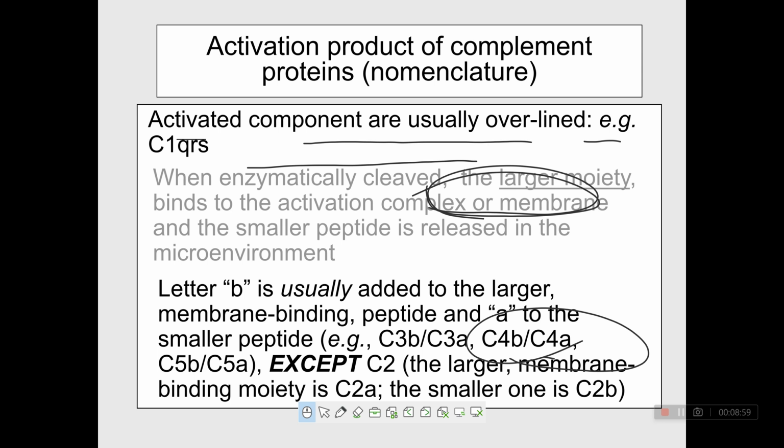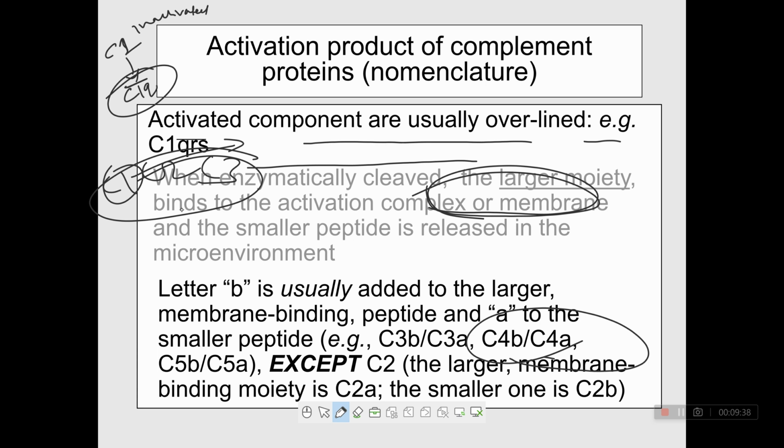Now, activation products of complement proteins. Activated components are usually overlined. We already know they are C1, C2, C3. When they are activated, a bar or line is present over them. This means they are activated. The activated components are usually overlined, for example C1QRS means they are activated. Clear?